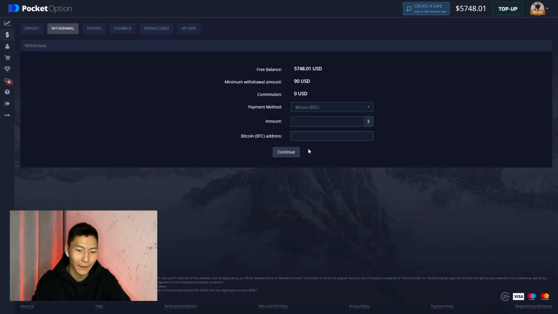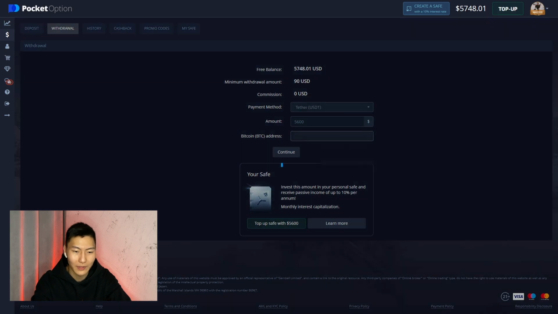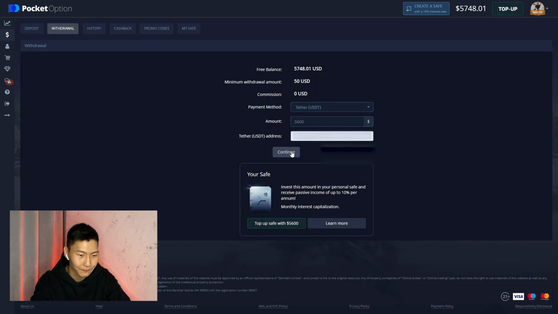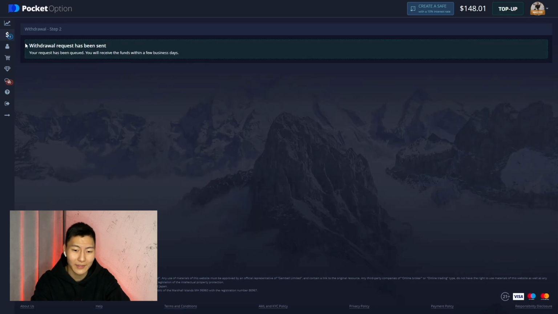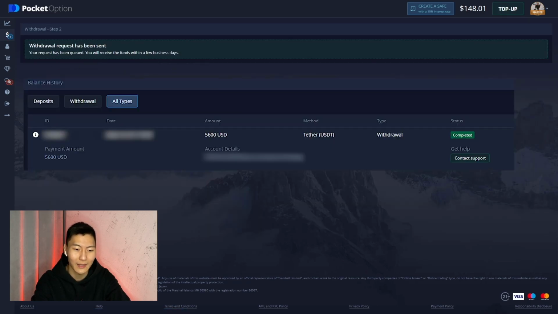Let's withdraw 5,600, I guess. Payment method is USDT. Press the continue button. There we go. Our transaction is being processed. I will attach the screen where it's done.